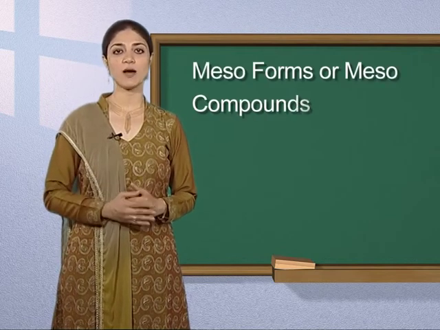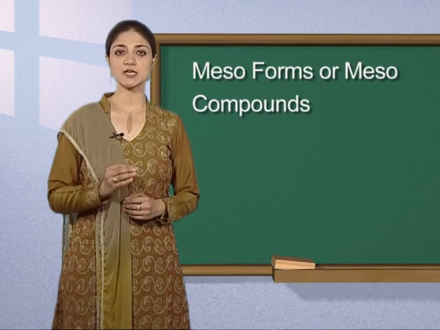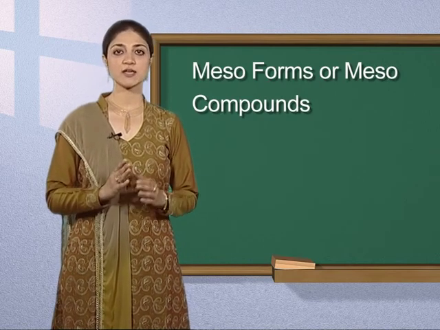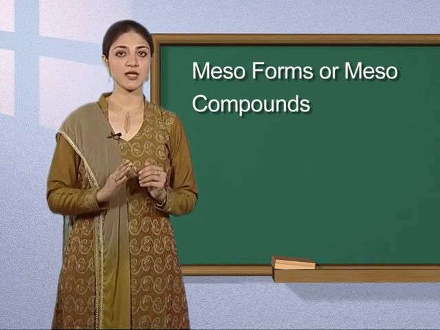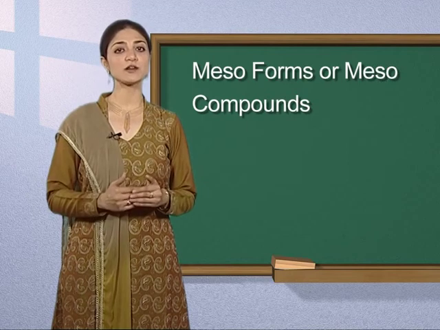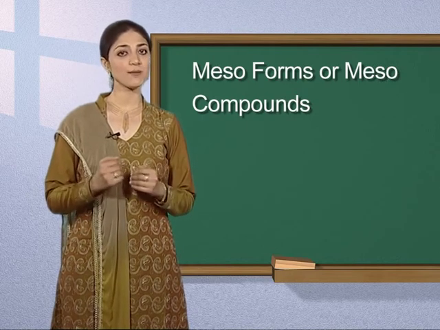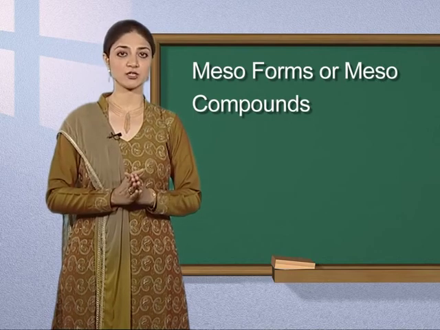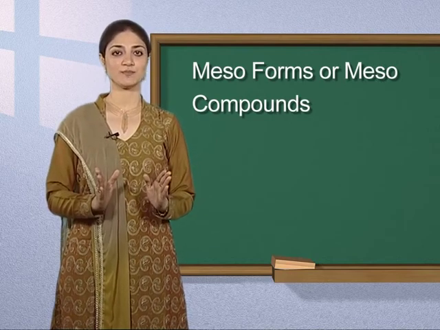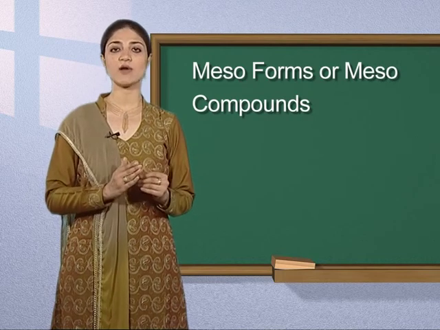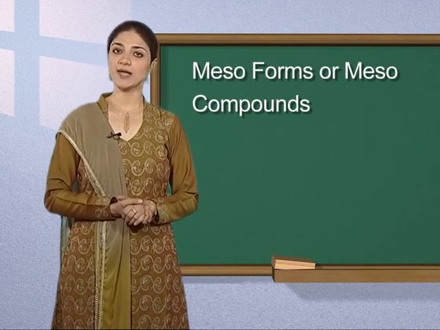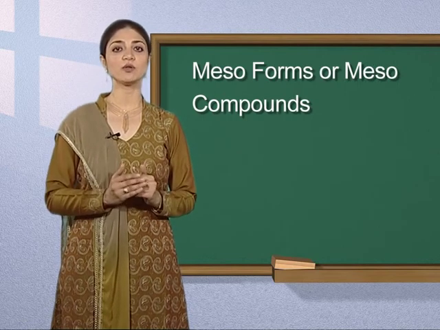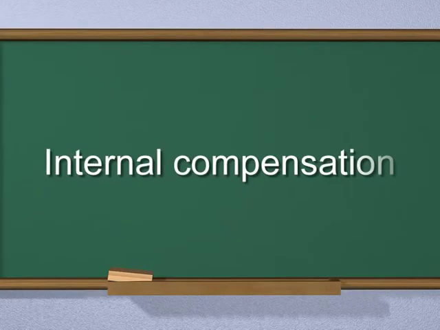Let us now discuss the mesoforms or mesocompounds. These are the optically inactive forms of compounds containing chiral centers. These have a plane of symmetry and about this plane the 2 parts of the compound rotate plane polarized light by the same magnitude but in opposite direction. The net effect on plane polarized light is 0. This nullification of effect on plane polarized light within the molecule is also called internal compensation.